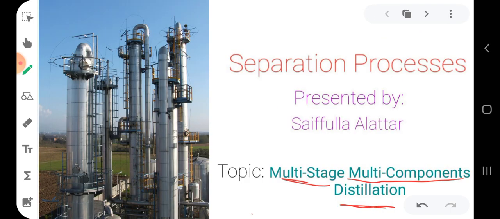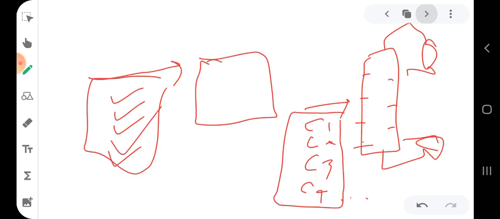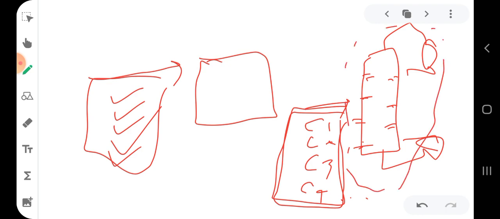So again, the topic is multi-stage, multi-component distillation. So this is multi-stage, many stages, and this is multi-component. We have more than one component in the feed. And this is distillation, which is a separation technique based on the difference in boiling point between the components that are to be separated. Okay.